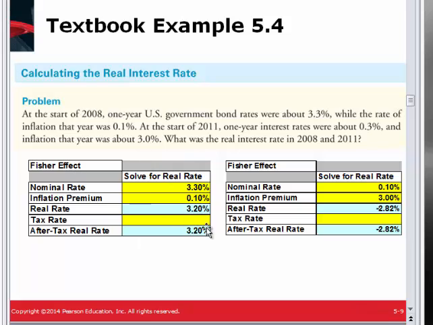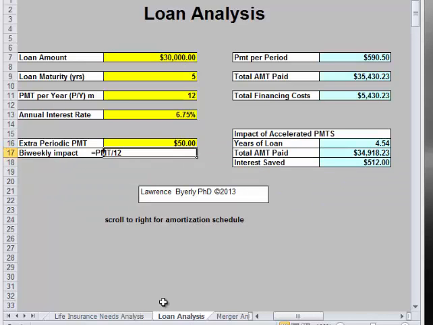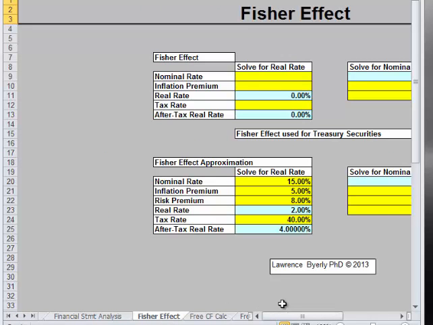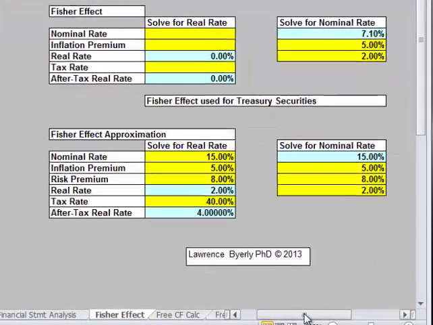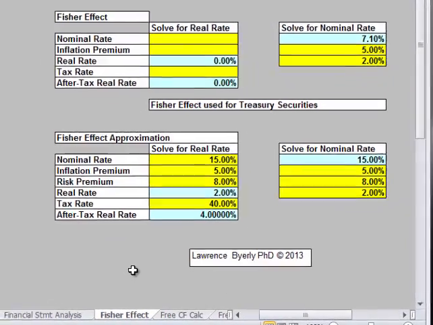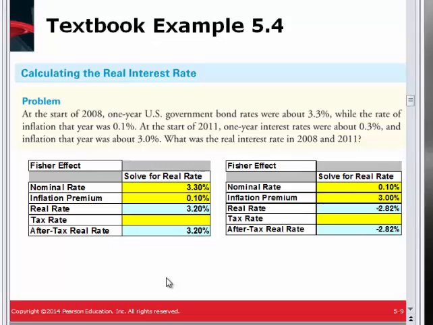So here we have an example. Again, we can do this with our Fisher effect spreadsheet. So if we go back here, find the Fisher effect. The Fisher effect essentially is the mechanism, or the theory, if you will, of how interest rates are created. So in this case, as we look at this, we can solve for some numbers.